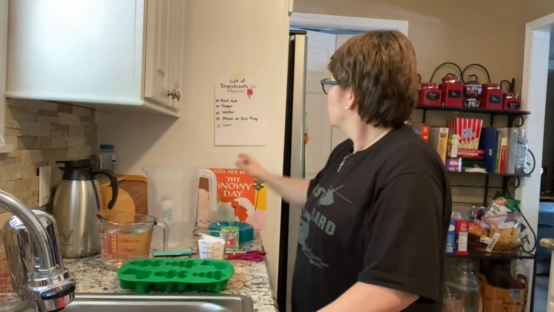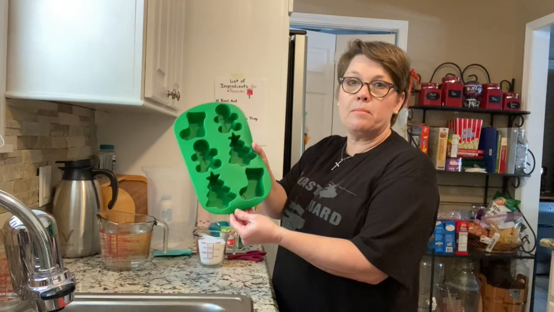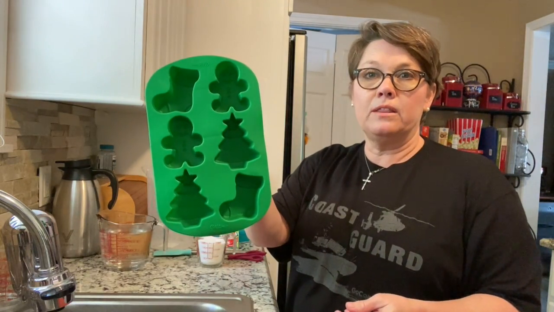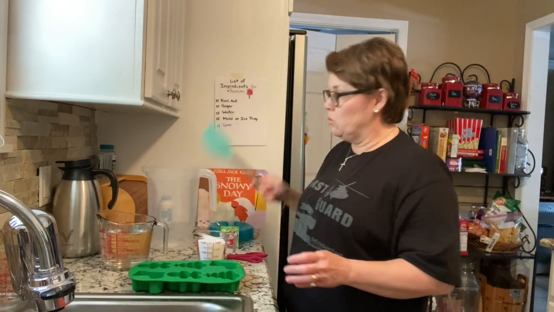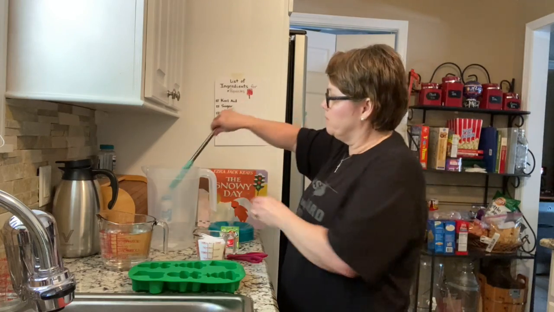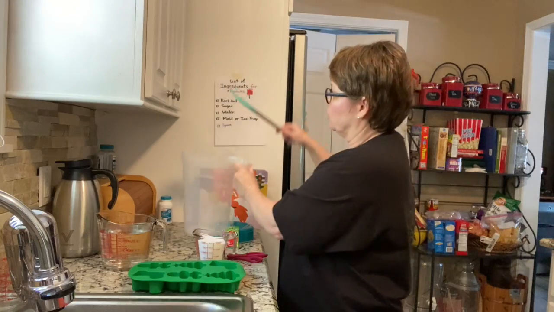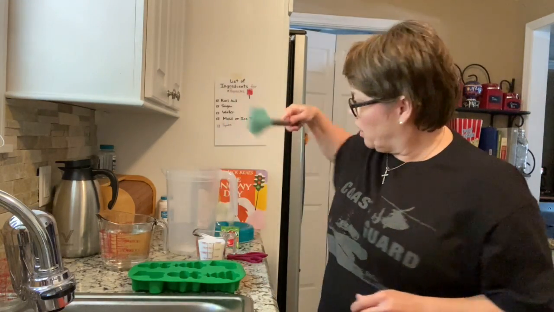Of course, we need our mold or an ice tray, but I had this really cool mold, so I thought that we would pour it in this to make our popsicles. And of course, we need a spoon to stir it all up with. And I forgot to put it, but we need a pitcher. So this is our spoon to stir up with.